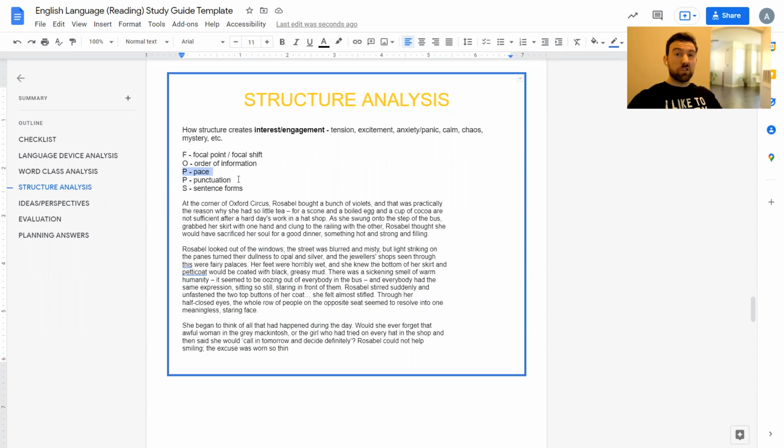Whereas if there's not much punctuation, then that's not so many hurdles, which speeds the piece up. So imagine Usain Bolt, right? He's running a 100-meter sprint. How's he going to be faster? Is he going to be faster with a clear track, or is he going to be faster with several hurdles? Obviously, he's going to be faster with a clear track, right? So think of punctuation in that way.